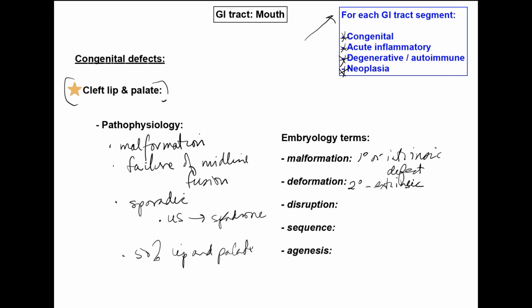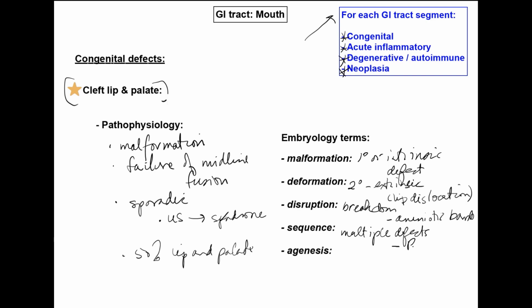The organ is normally formed, and then an outside abnormality causes a defect. A good example of this would be a hip dislocation in delivery. A disruption refers to a breakdown of a normally formed structure. And realistically, there's only one cause of this. This is amniotic bands. A sequence refers to multiple defects arising from a single pathology. And the only significant example of this is the Potter sequence of renal agenesis and oligohydramnios.